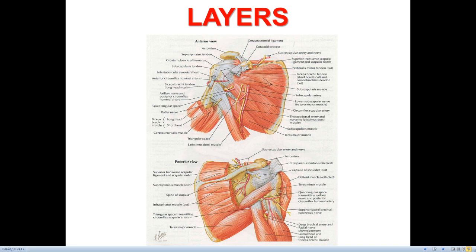Laterally, it's the humerus bone with the coracobrachialis muscle covering it and the short head, caput breve, of the biceps brachii muscle.